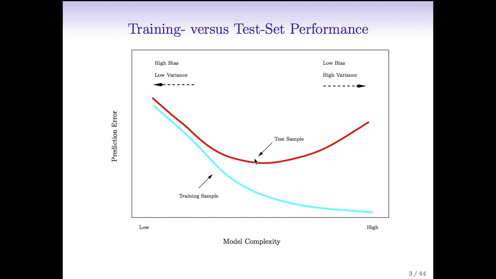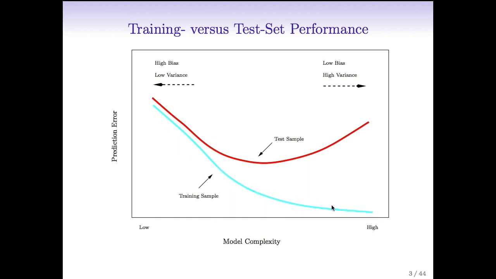So what do we see? Let's first look at the blue curve. On the left, the model complexity is low. For example, we're fitting a small number of parameters, maybe just a single constant. The training error is high. Now, as we increase the model complexity, we fit more and more features in the model, or higher complexity, or higher order polynomial.